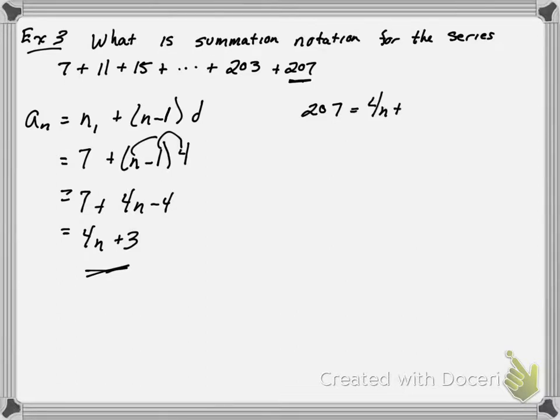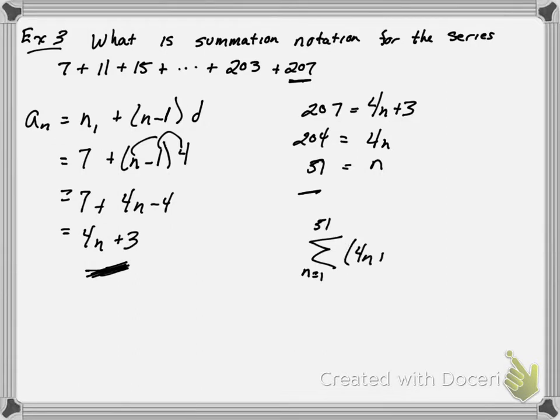Let's see what my last term is. And it's just a matter of solving from here. 4n equals 204. Divide by 4, n is going to equal 51. So when n equals 51, let me clean that up for you a little bit. So n being 51 now, we have my term, we have my final, now I can write it in summation notation. So sigma from n equals 1 to 51 of our formula, which is 4n plus 3.